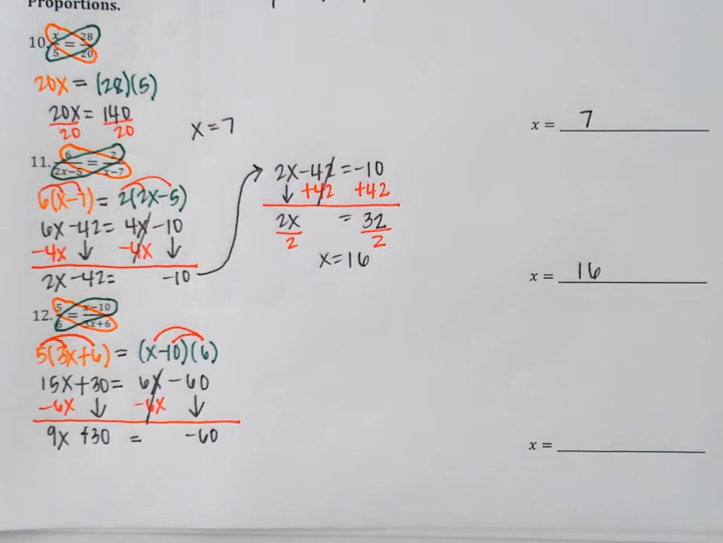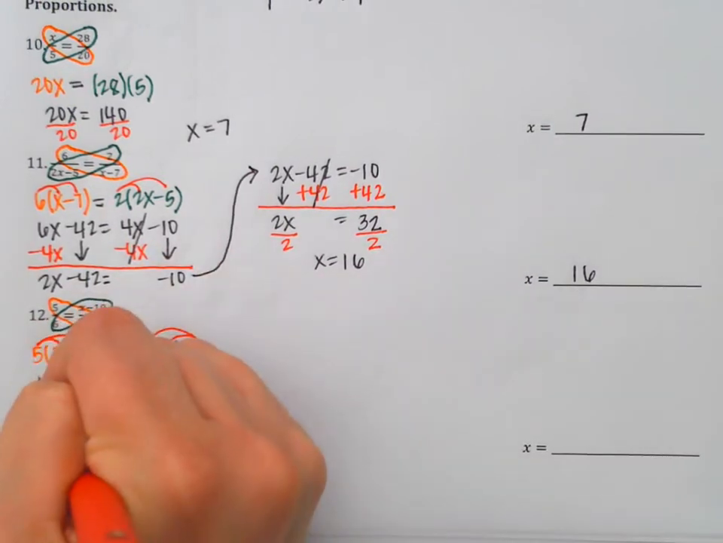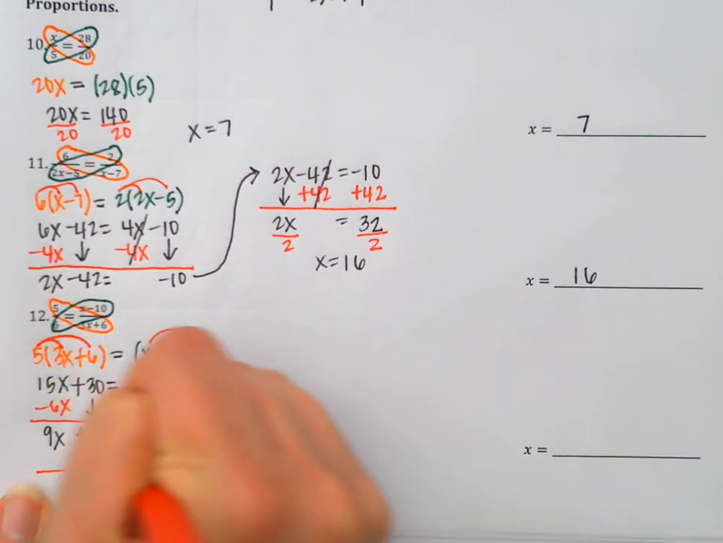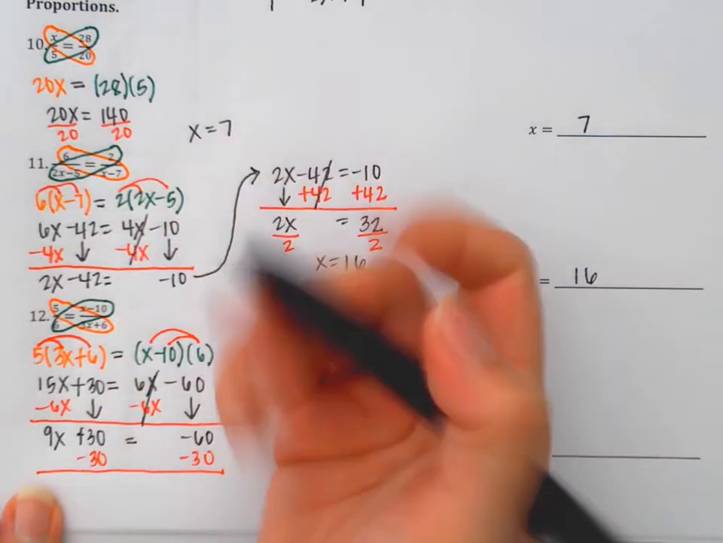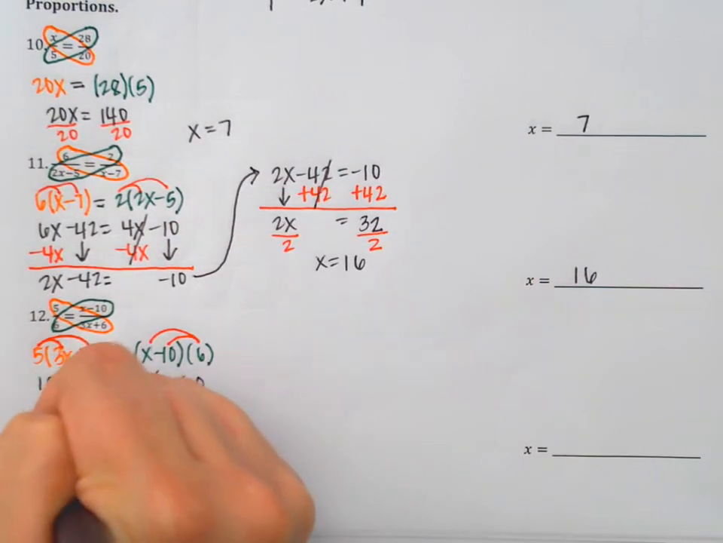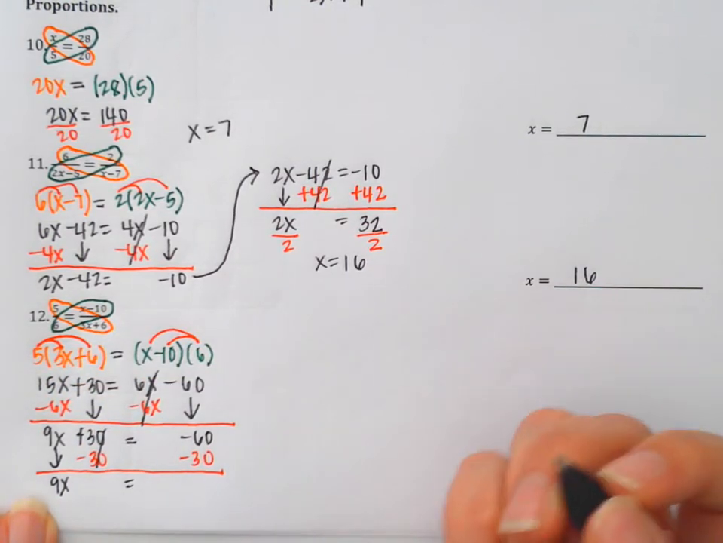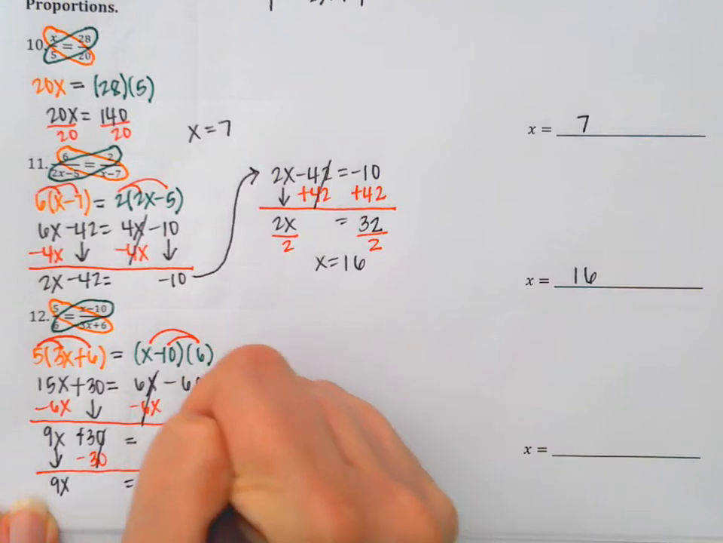We keep going. We want to get the x all by itself, so we want to move the constants to the opposite side. I moved my variables to the left, so I'm going to move my constants to the right. So I'm going to subtract 30 from both sides of the equation. And so I have 9x, 30 minus 30 is 0, equals negative 60 minus 30 is negative 90.